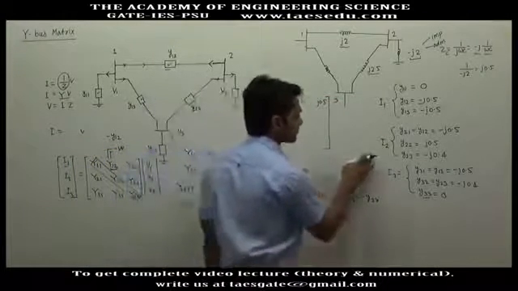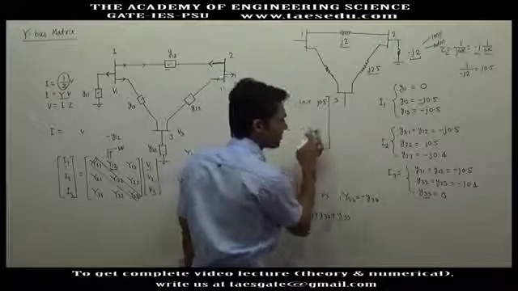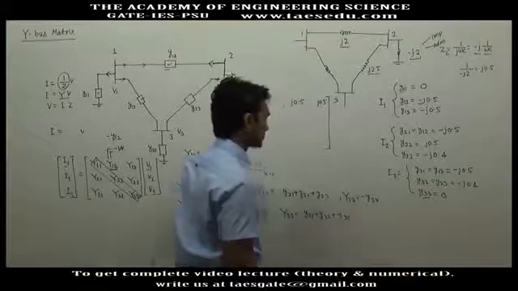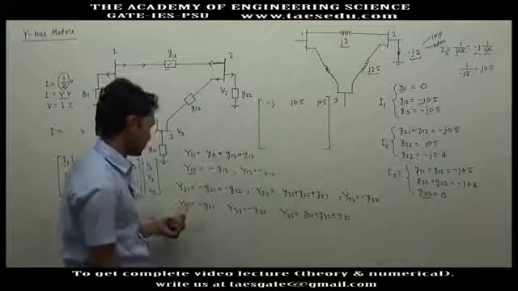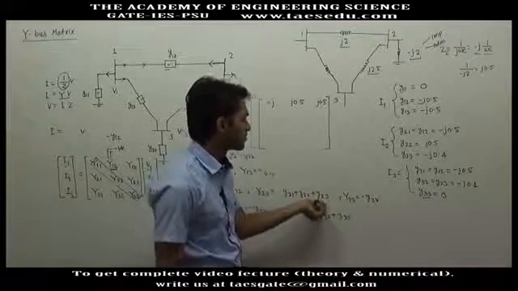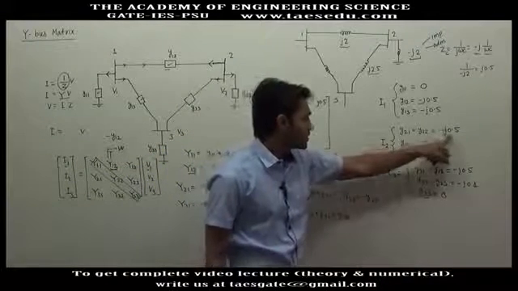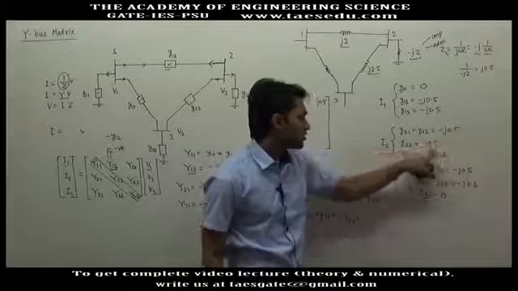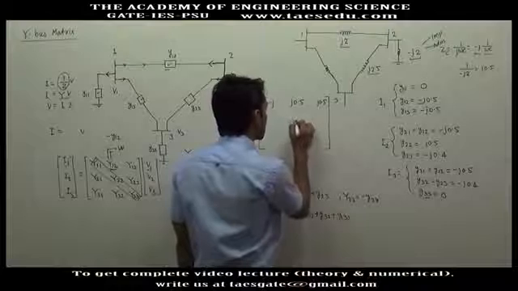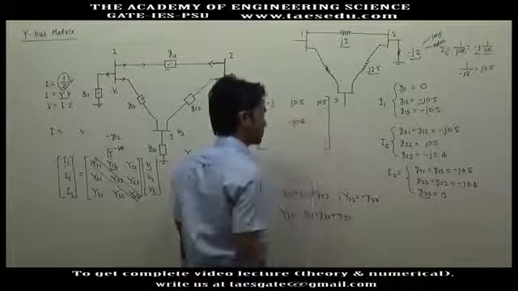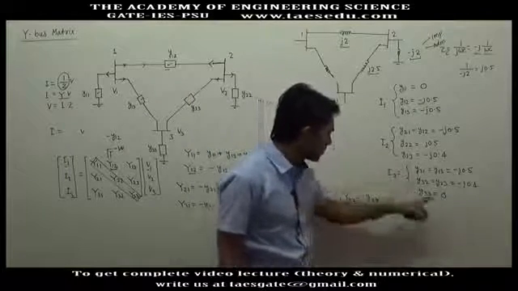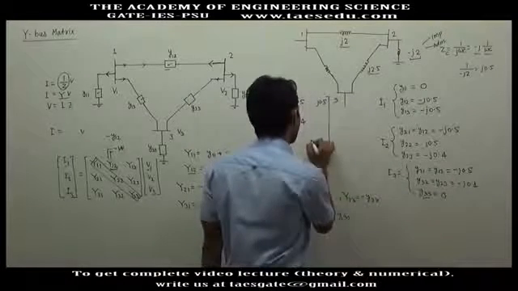Similarly for the second row, the diagonal element will be the summation of all these three elements. Y22 is the summation of all the admittances connected to bus 2. So this will be minus j 0.5, j 0.5, minus j 0.4. So you will have minus j 0.4. And in the third diagonal element you will have minus j 0.9.